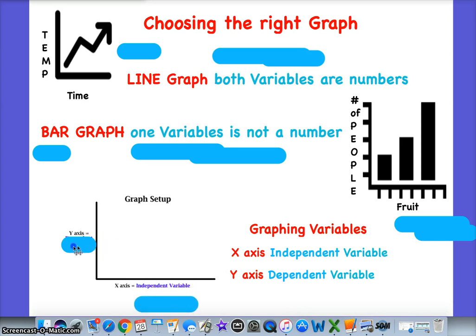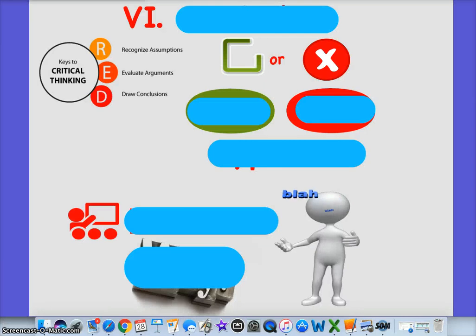Always. And remember, when you're writing a hypothesis, where does the independent variable go on your hypothesis? After what? If. If I do this, that's my independent variable, then this will happen. That's my dependent variable. So what's my sixth and final step in the scientific method?